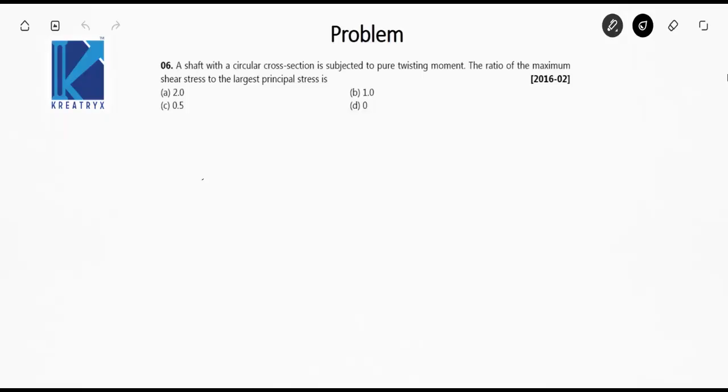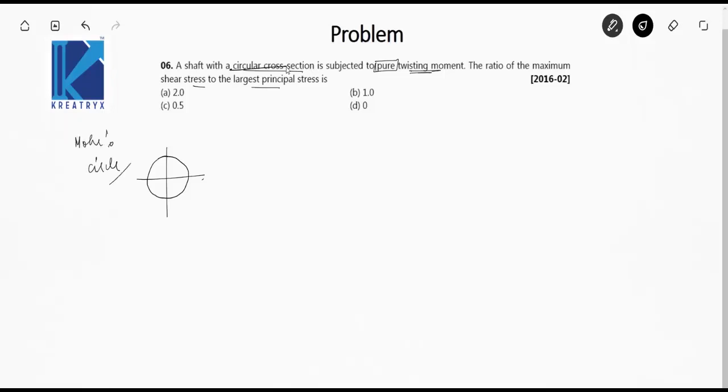Let's take on some more questions from the chapter Torsion of Shafts in this video. A shaft with a circular cross section is subjected to pure twisting moment. The ratio of the maximum shear stress to the largest principal stress is, for the pure shear stress case, the Mohr's circle can be drawn like this. I have explained this in the previous videos. This is the Mohr's circle for the case of pure shear stress.